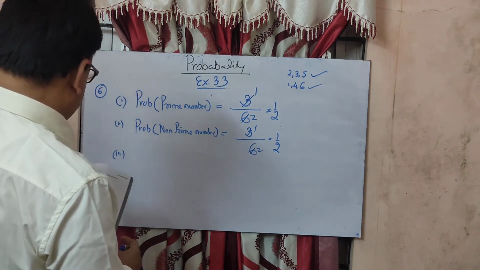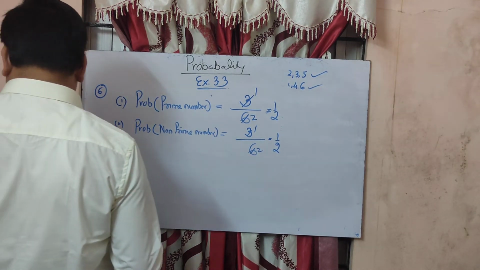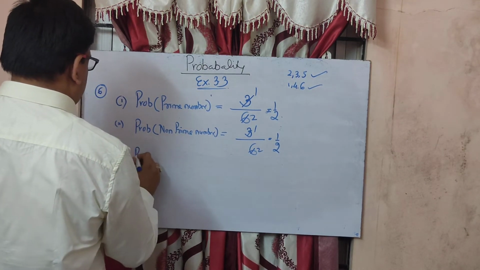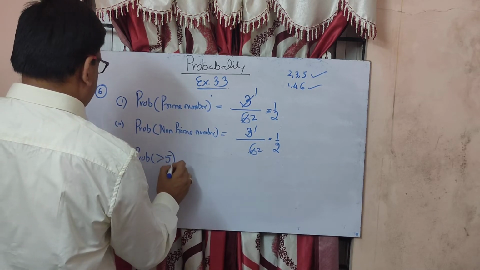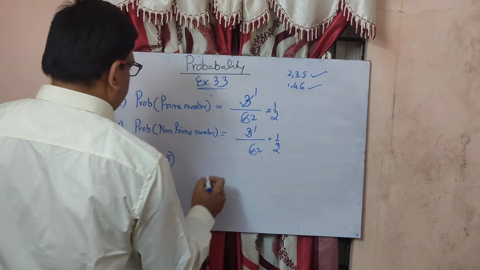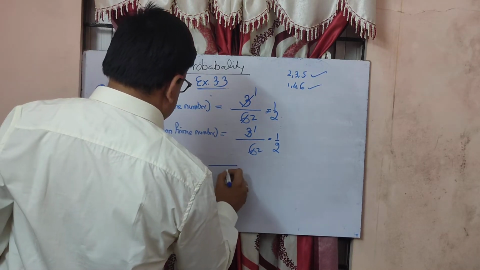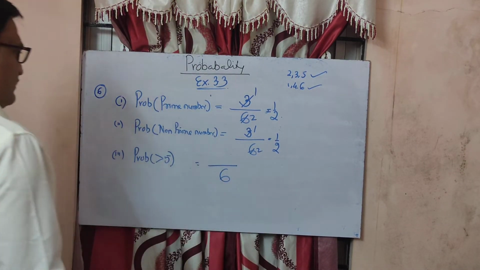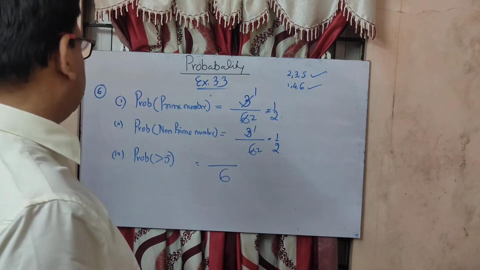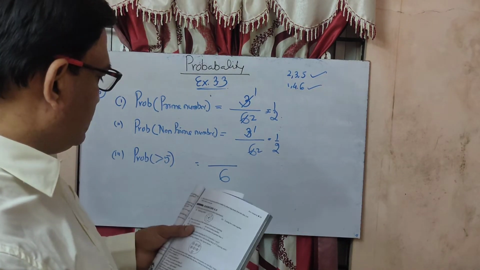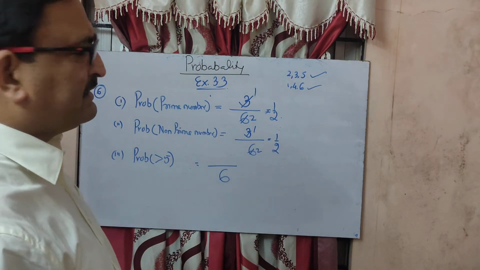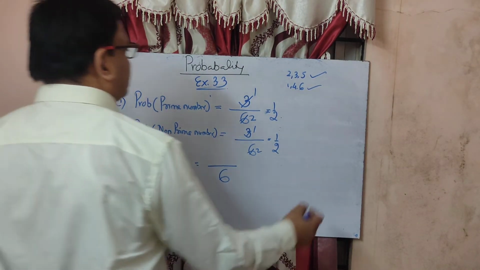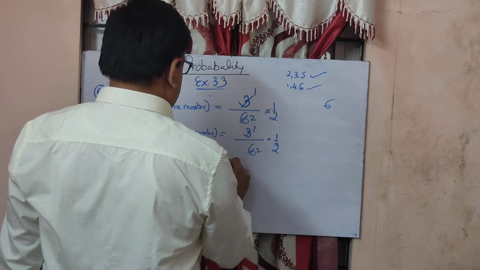Third one, a number greater than 5. Probability of greater than 5. Total 1 to 6 are there. Greater than 5 is only 1, that is 6. So that is 1 upon 6.